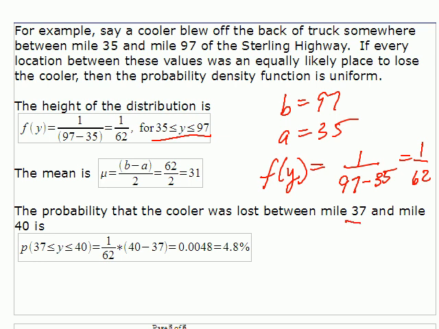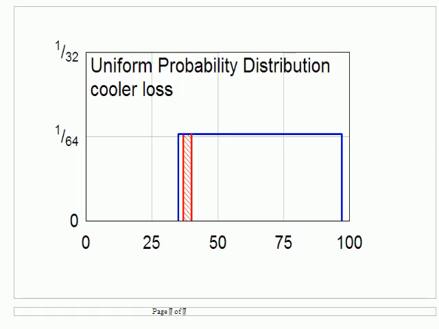Let me show you what that looks like on the graph. So here's a graph of the situation. This is 35. The end of this is at 97. It's a uniform distribution. The height of this bar is 1 over 62. The total area under here is 1, because the cooler was lost, so the probability is 1 that the cooler was lost somewhere between the time you last checked it and the time you discovered it was lost.